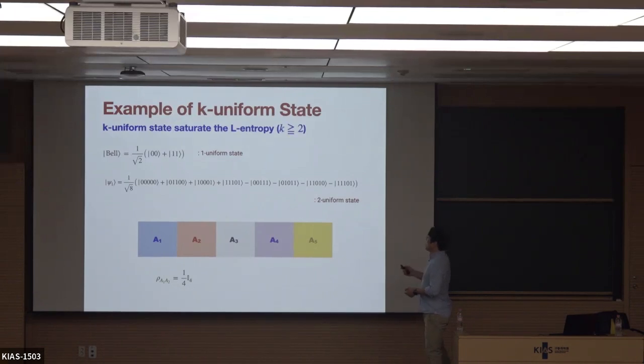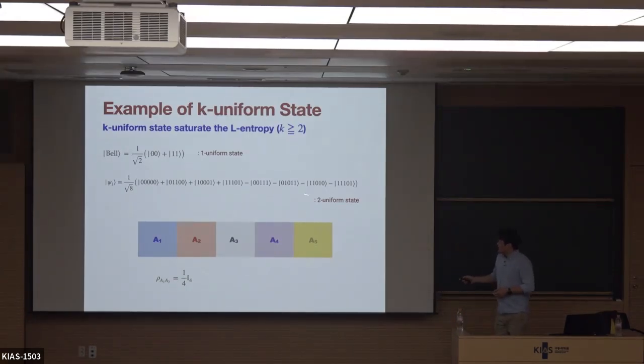So examples of K-uniform states are as follows. For example, the Bell state is a 1-uniform state. 1-uniform means that if you choose one party and trace out the rest of them, it's a maximally mixed state. We know that for the Bell state, if you trace out one of them, it's maximally mixed. So this is a natural 1-uniform state.